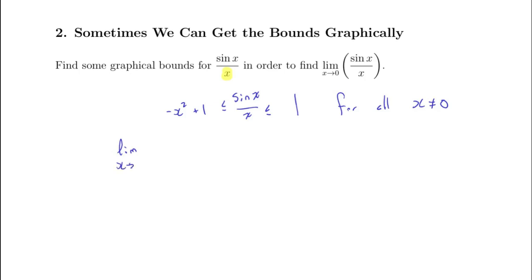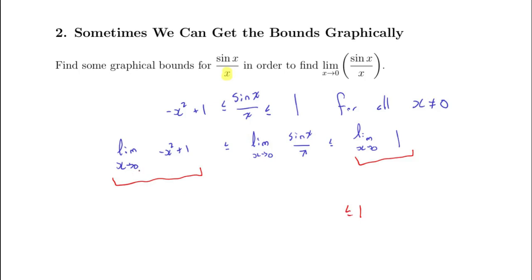So that means the limit as x approaches 0 of negative x squared plus 1 is less than or equal to the limit as x approaches 0 of sine of x over x, and that's less than or equal to the limit as x approaches 0 of 1. And what you'll notice is that these two limits are nice and easy, right? This one over here is just 1 because this is a constant function. And this is a polynomial, meaning you can plug in 0 for x, and we get 0 plus 1.